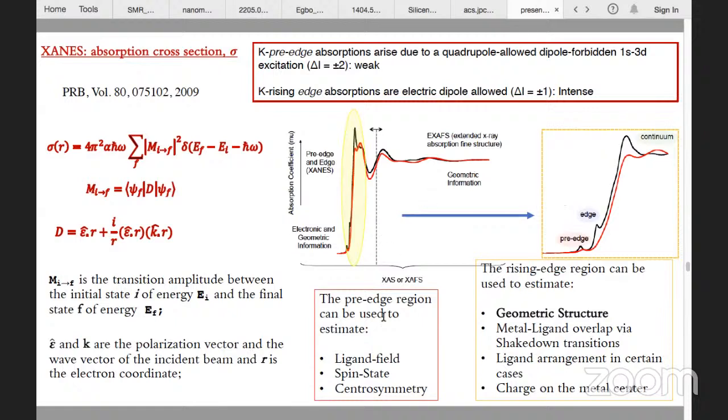People use X-ray absorption for different applications. For us, we're interested in how you can get some structural information using X-ray absorption. People in chemistry or catalysis have different applications, to determine certain things like the ligand field and spin state and all that. For us, we are more interested in the structural information of the material we are studying.